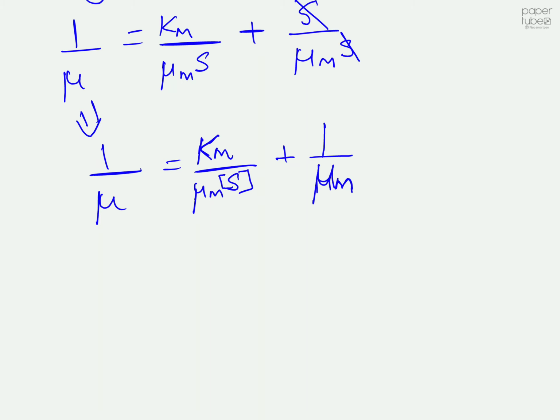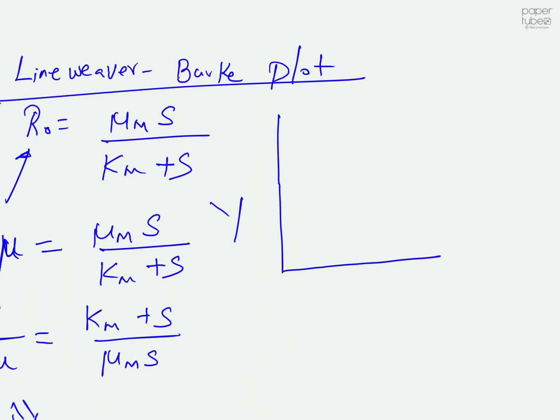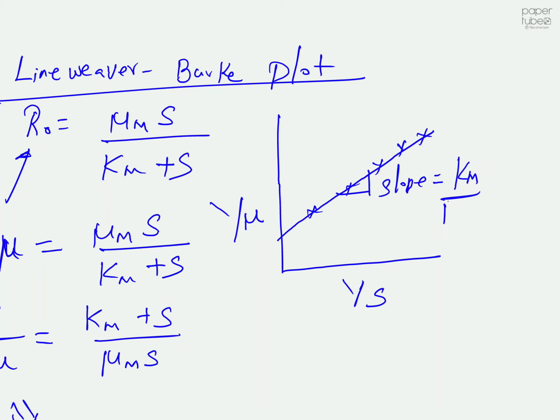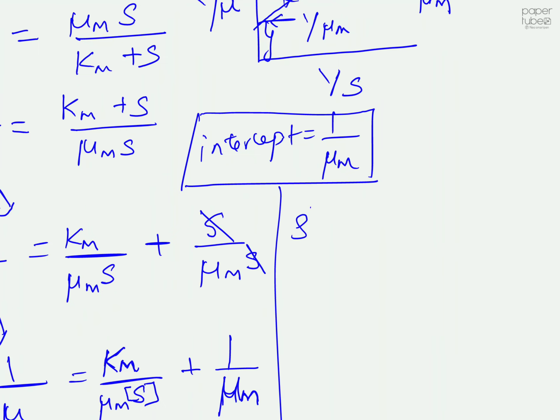So to get your mu m, mu suffix m, and this constant, Km, all you need to do is plot 1 by mu on the y-axis, 1 by S on the x-axis. If you plot these values, you will get some slope that will be equal to Km by mu m, and then you will get some intercept that will be equal to 1 divided by mu m. So intercept will be equal to 1 by mu m. And then your slope will be equal to Km by mu m.